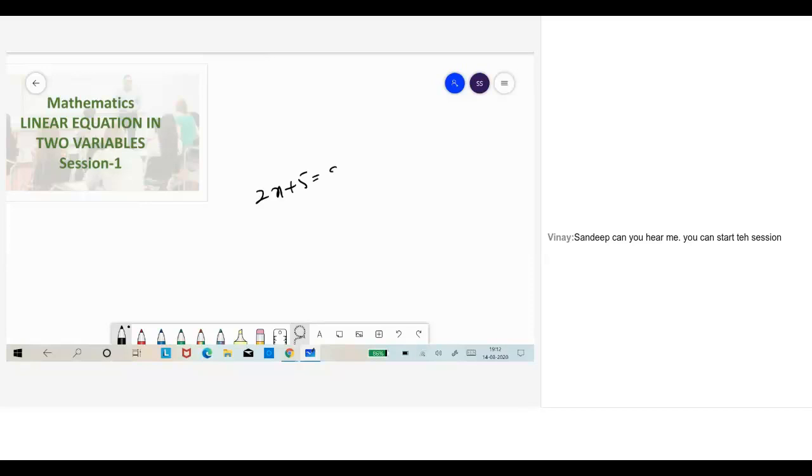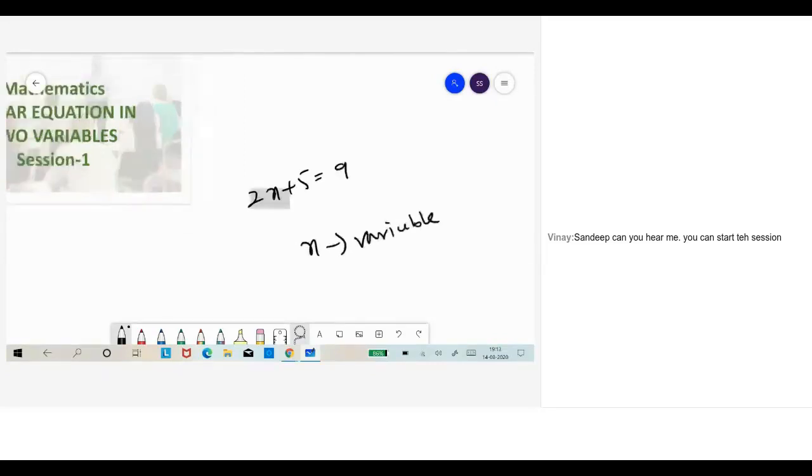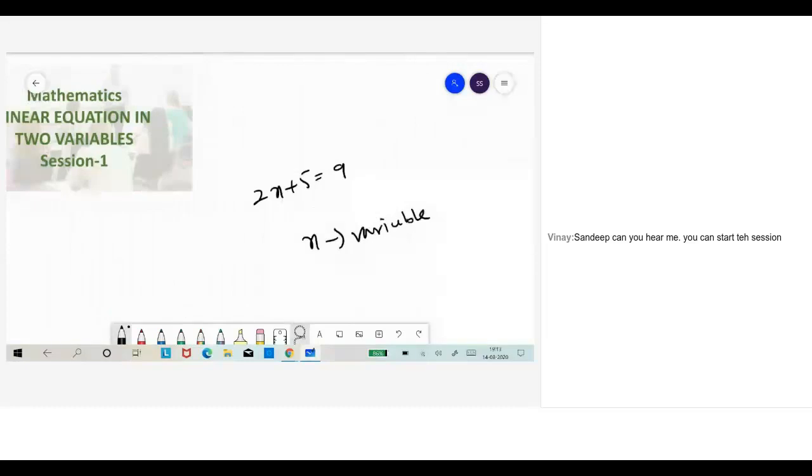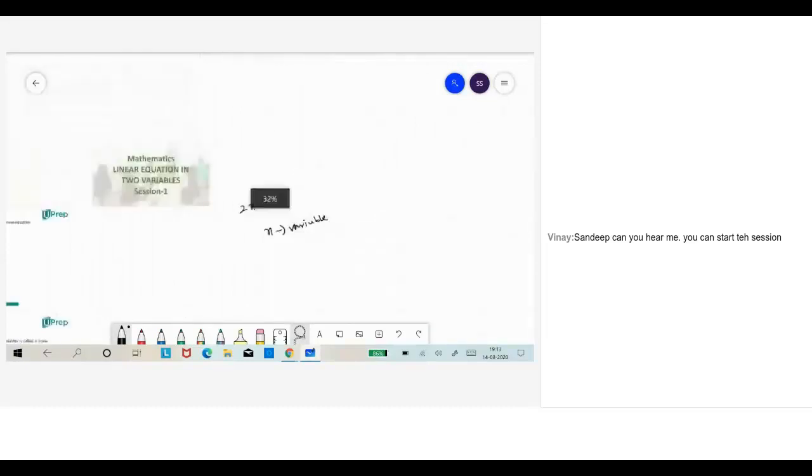Now, what is a linear equation in one variable? Let's understand that first. Let's take a simple equation, something like 2x plus 5 is equal to 9. Here, this equation has only one variable, which is x. X here is called a variable. You know, what is a variable? A variable is a quantity which takes values based on your mathematical expressions.